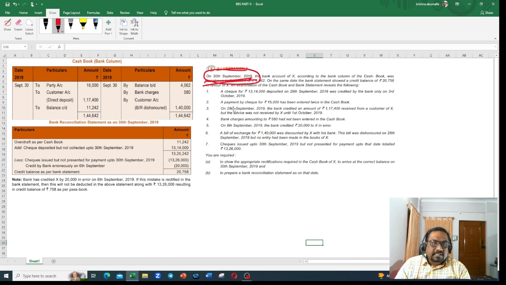Next, a payment by check for 16,000 has been entered twice in the cash book. They have entered one check payment twice in the cash book. So this is a mistake in the cash book.